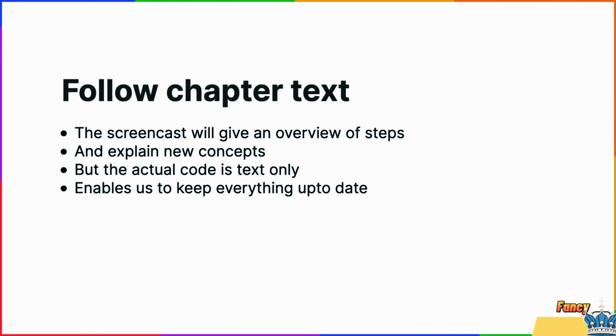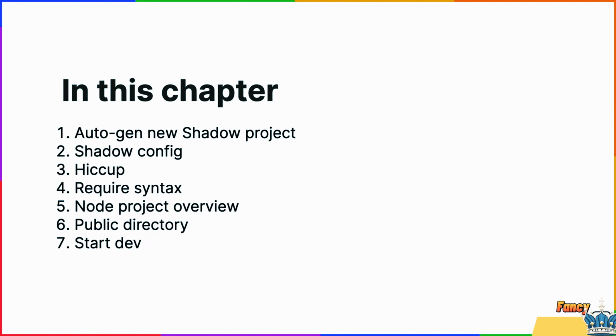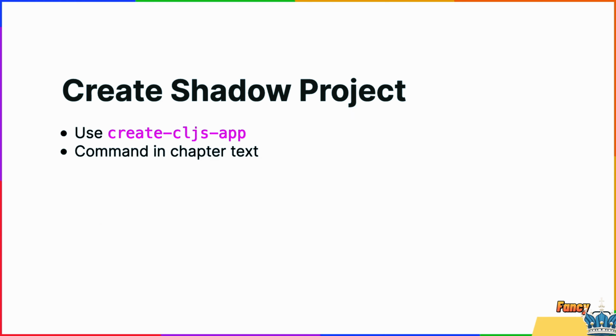Starting with this chapter, we request you to follow along with the lesson text. The videos will give you an overview of the steps and explain new concepts, but the actual build process is text only. In this chapter, we will set up a new shadow project, learn about Hiccup and the required syntax, and ultimately start the dev REPL. You can use Create CLJS App to scaffold a new project.